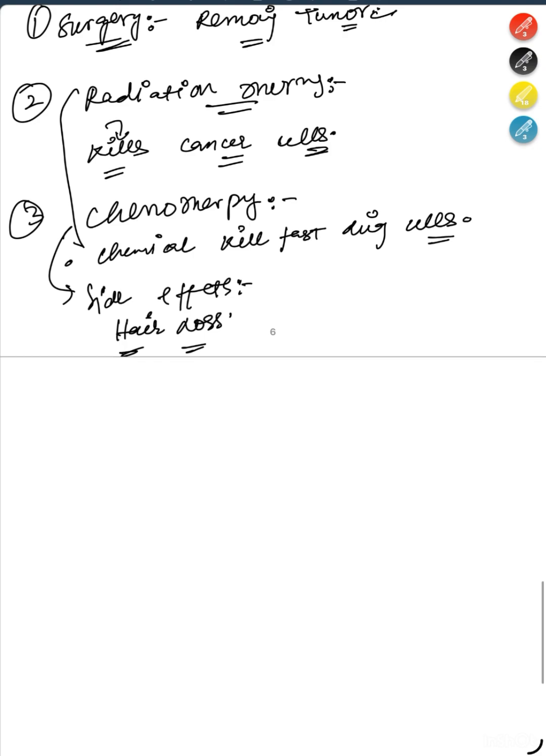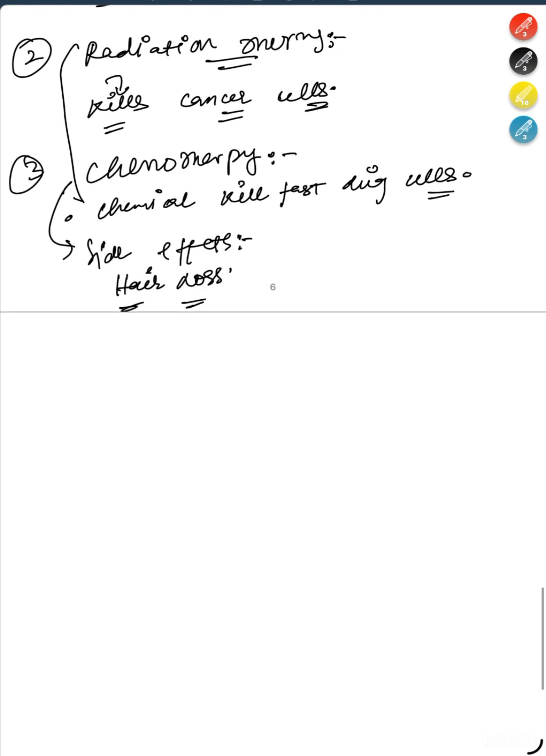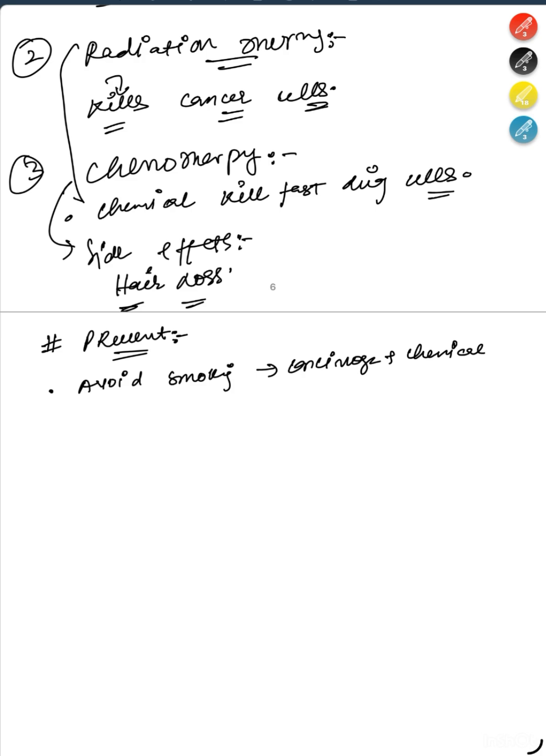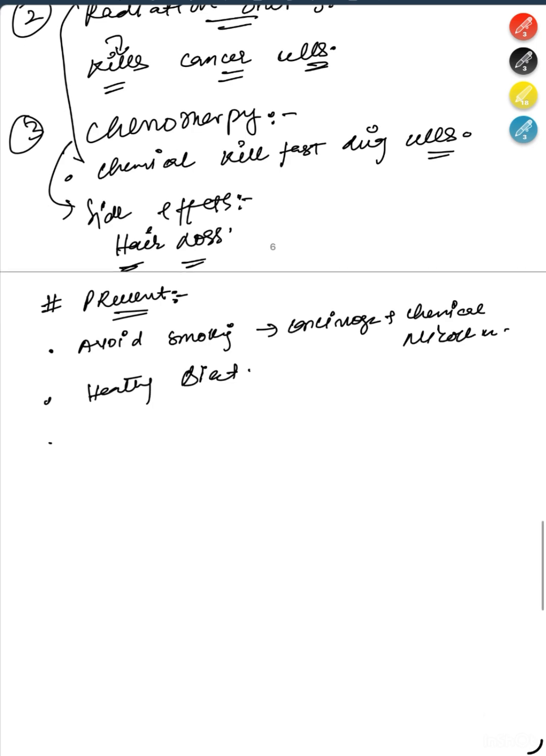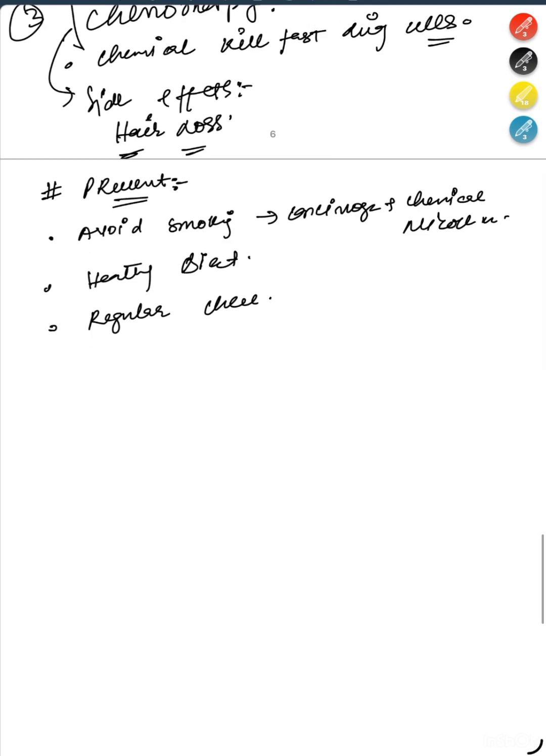Fine. So this was all about how we can treat the cancer. And if we talk about prevention, how we can prevent cancer in a healthy human. Fine. So first, he should avoid smoking. Why? Because smoking contains the carcinogens that we discussed. What are those carcinogens? The chemical carcinogens, like nicotine, are present there. Fine. Also, he should maintain a healthy diet. Okay. Also, he should perform regular checkups, like regular blood tests after a fixed interval. Regular checkups.